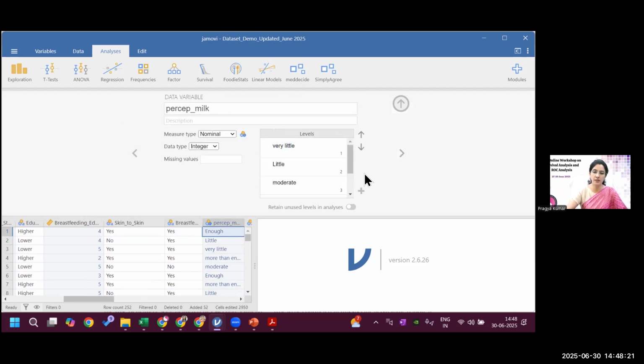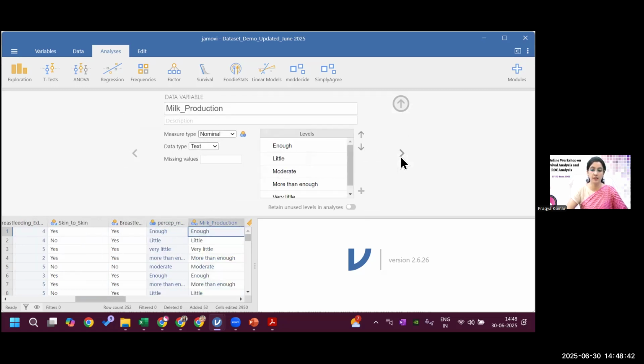This is perception of milk production. It can be treated as ordinal or continuous, and since it has 5 levels, I will treat it as continuous: very little, moderate, enough and more than enough. The data sheet which we have shared is in the form of an ordinal. So you can change it to continuous by putting in numbers, either in Excel or by putting the command here.